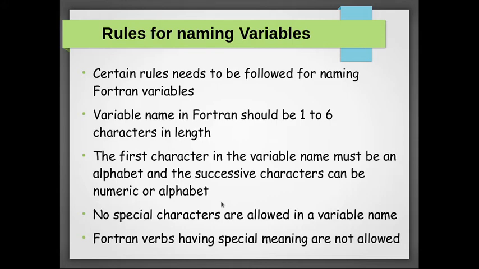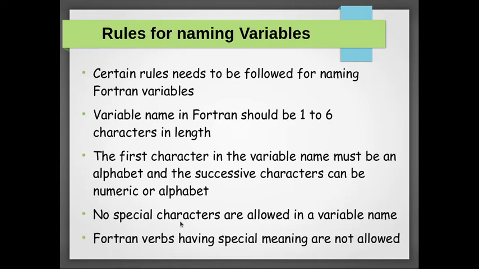So I can have something like SUM, sum 1, sum 2, but I can't have something like 1 sum and 2 sum. Why? Because the first character in the variable has to be an alphabet. No special characters are allowed.